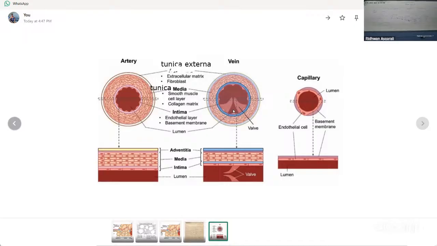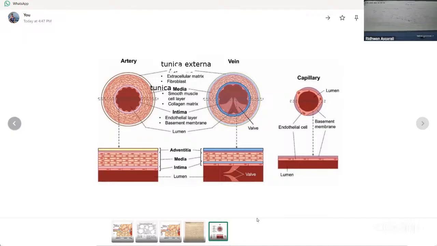And again, the valve is to prevent backflow. Right? And we didn't go through the capillary as yet. So the capillary, remember, is only one cell thick. It's about 0.7 micrometers in diameter. Only one cell can pass through at a time. It has a very, very thin layer outside the lumen.